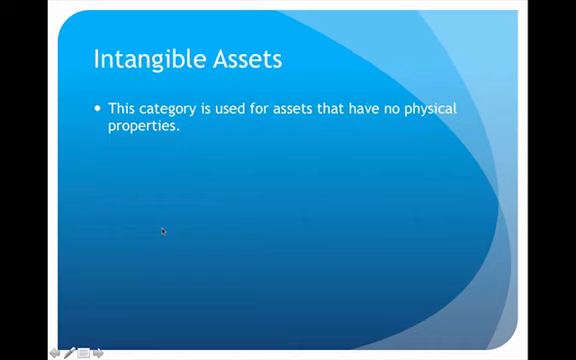Then we have a classification for intangible assets. These are assets that have no physical substance. So these are assets that you can't see, you can't touch them, they have no physical properties. That would be things like copyrights, trademarks, financial instruments, things of that nature.